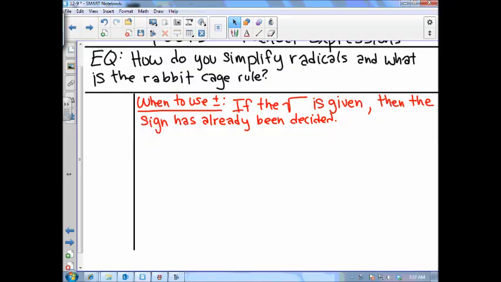So the square root is already printed on the page, and the sign has already been decided for you. So you don't do plus and minus. Okay? I'll be right back to the screen if you're still writing. I'll be right back, so don't freak out. Let me go back to the startup.